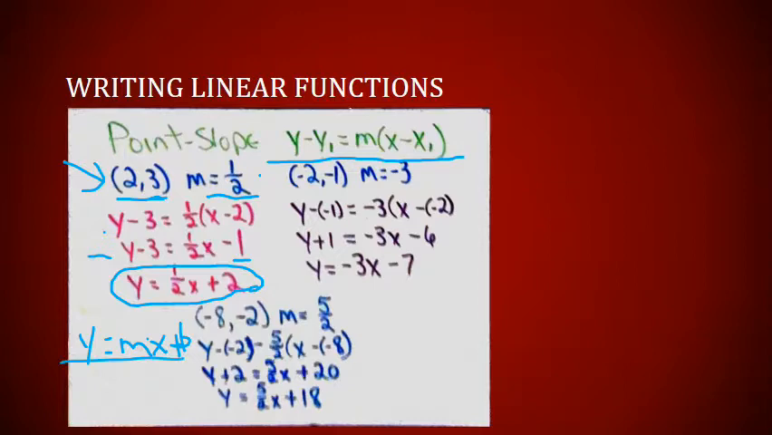Okay, how about that? All right, here's another one. I got a point here: -2, -1. Slope is -3. So I substitute in. I got y minus -1. I'm getting that -1 from right here.